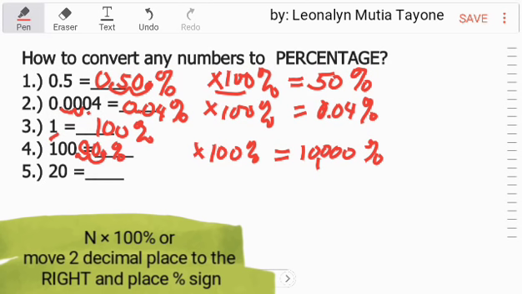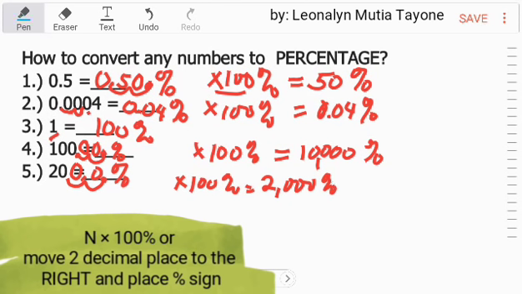Number 5. 20. Mag-move ka ng dalawang decimal to the right. Lagyan mo ng dalawang 0 yan. Lagyan mo ng percent sign. So, now, it's 2,000%. Or, i-multiply mo si 20 ng 100% and that is 2,000%.